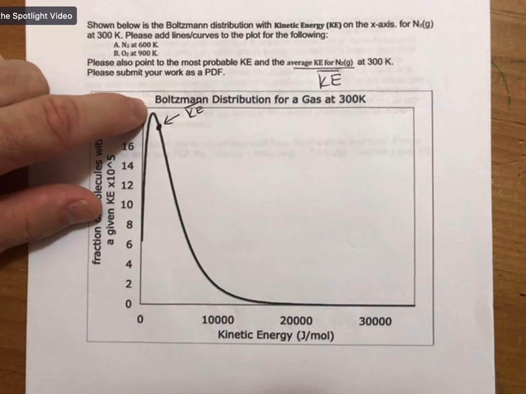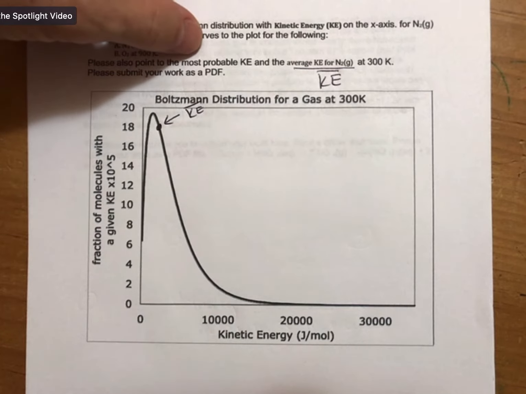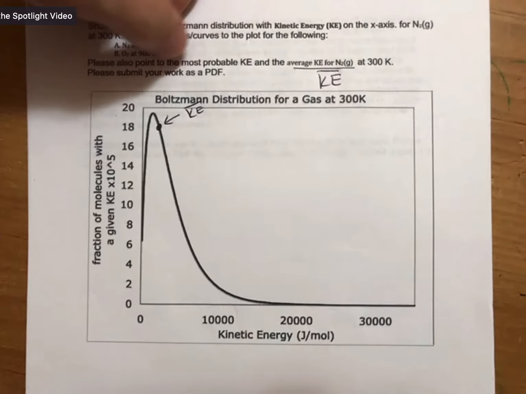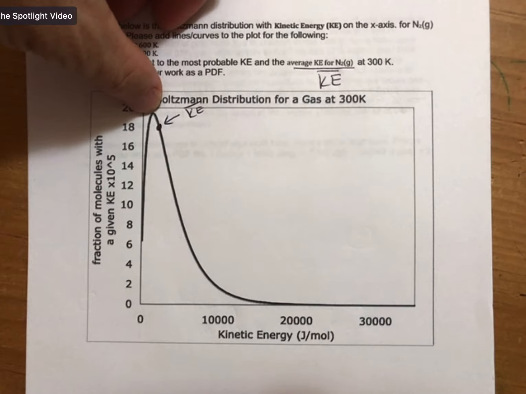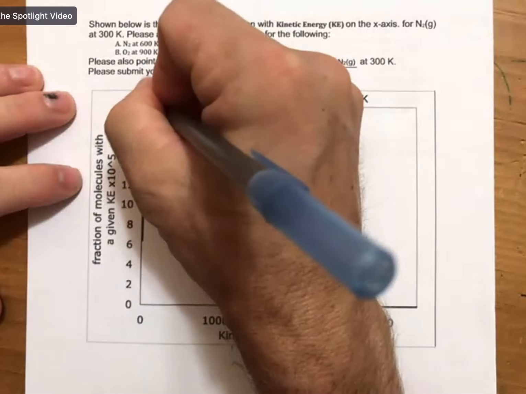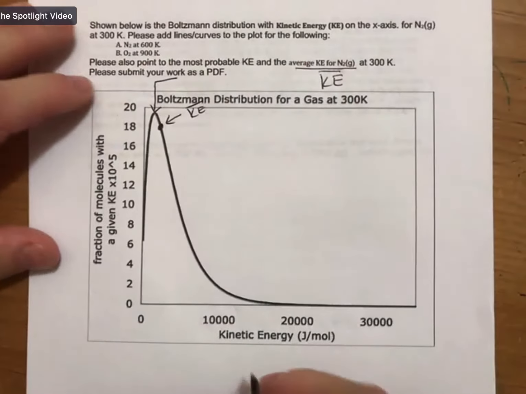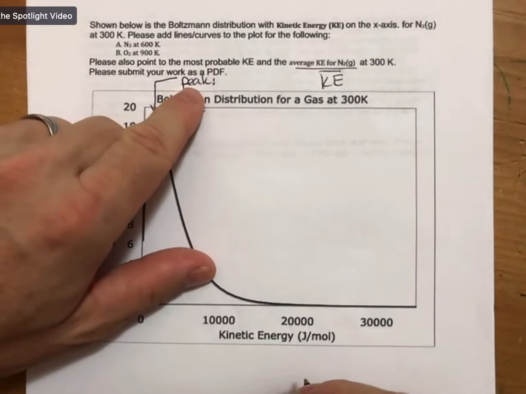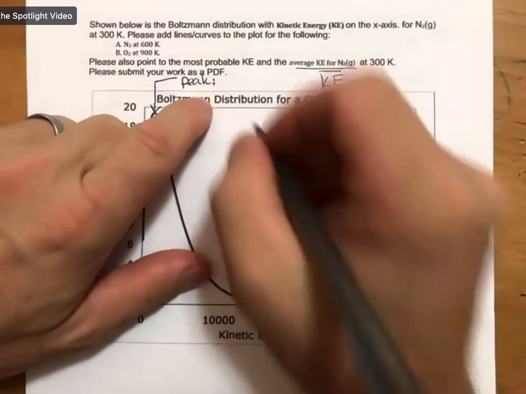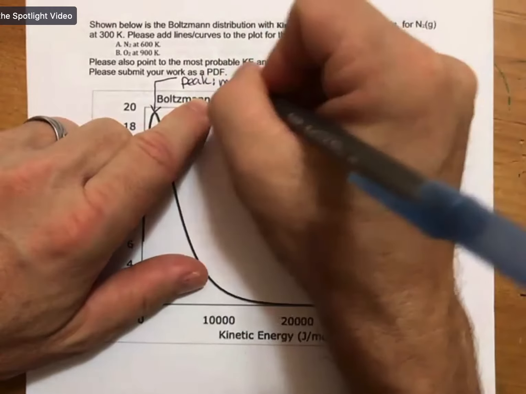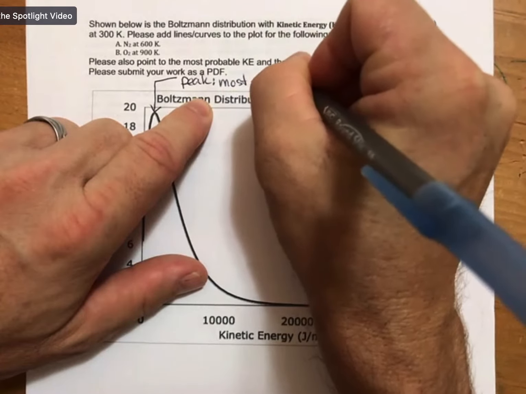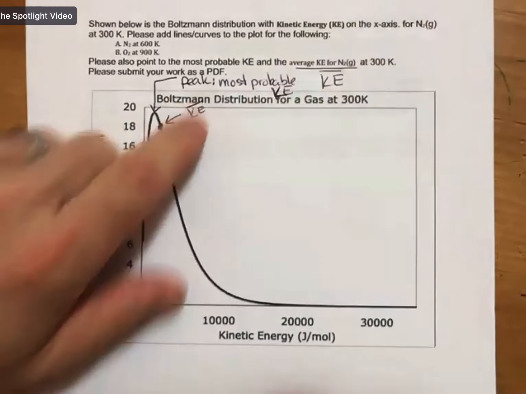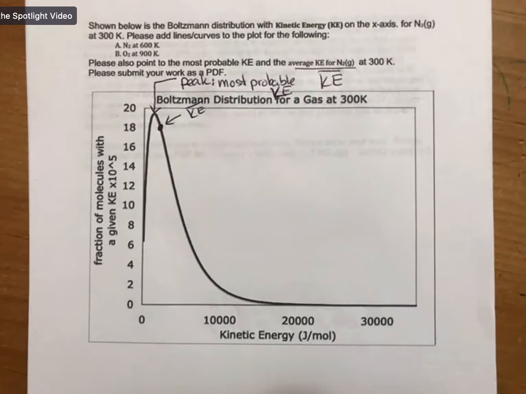And something I didn't mention, but hopefully this makes sense, the most probable kinetic energy is the kinetic energy with the highest fraction. So the most probable is going to be the peak, P-E-A-K. Peak is the most probable kinetic energy. And now, are there any questions about that before I do the next parts?